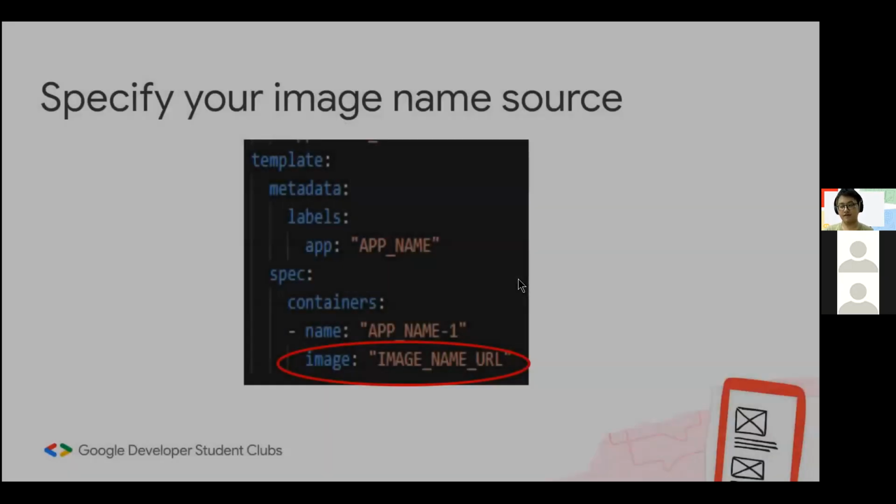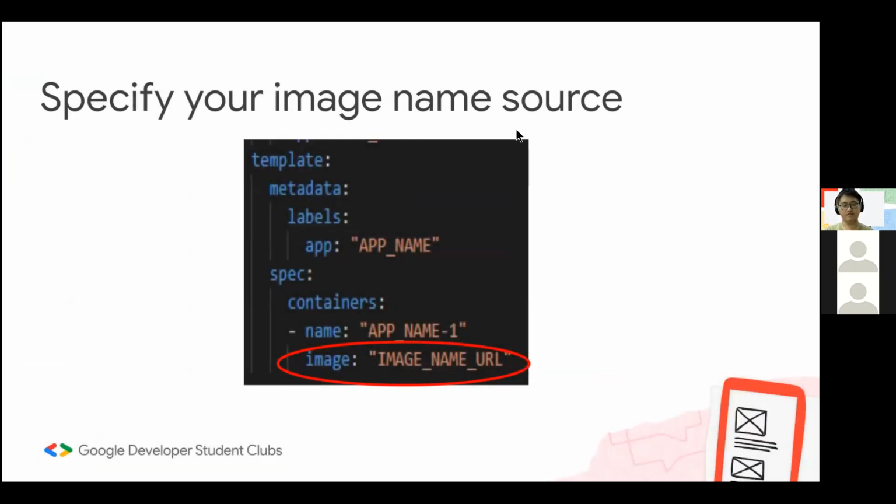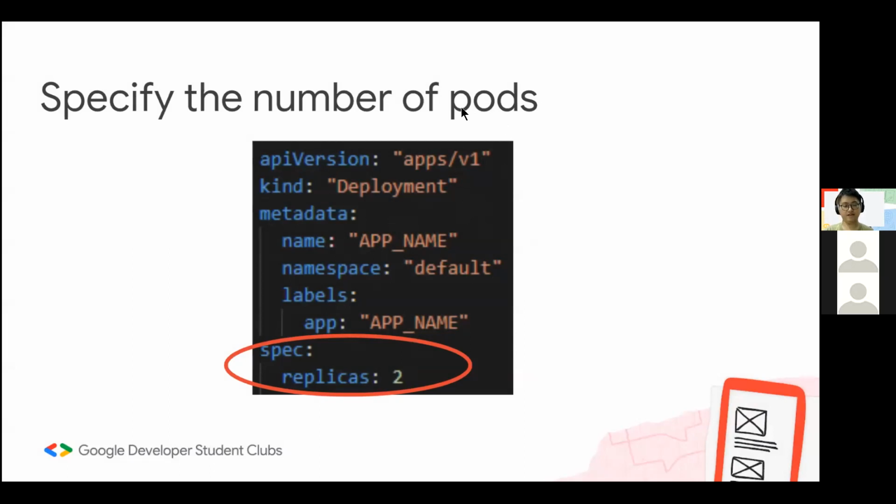Basically, we have to specify the image name source. The URL will be retrieved from the Docker image later. Later, I will show you how we can get the image name URL. And then we have to specify the number of replicas. The reason why we specify 2 is because if one fails, another still survives, so that our application continues to run. In this case, we don't have to modify it because I have already set it to 2.